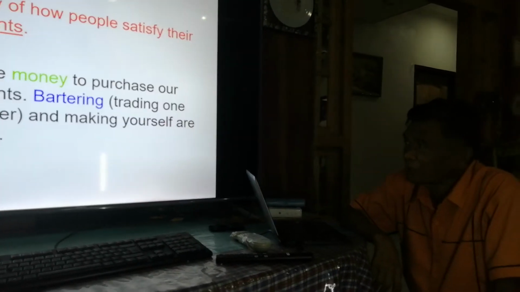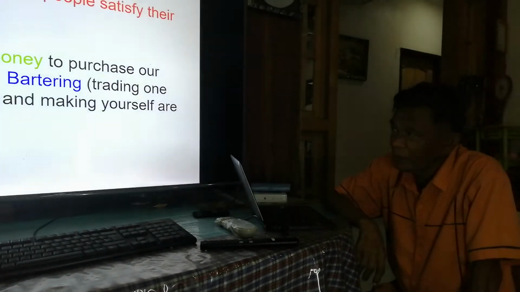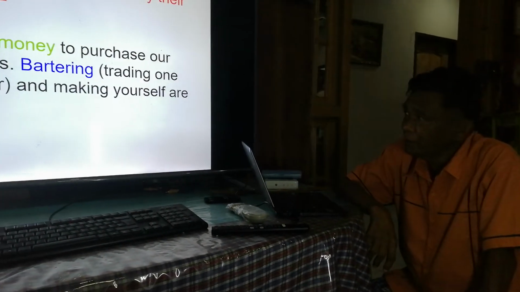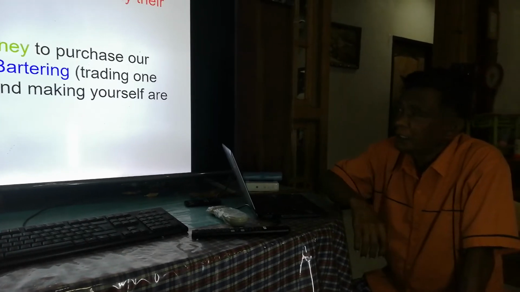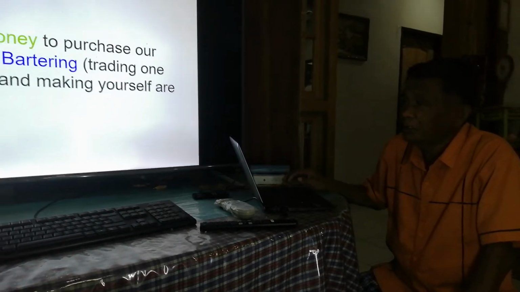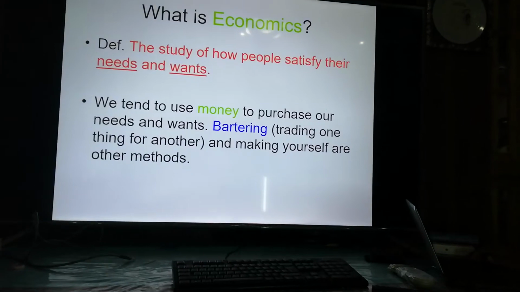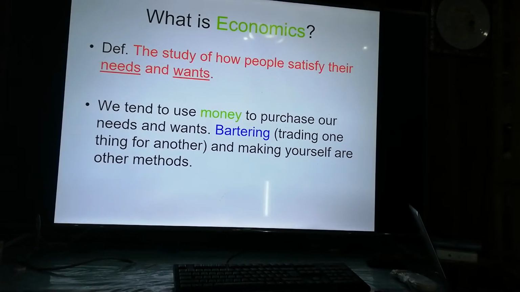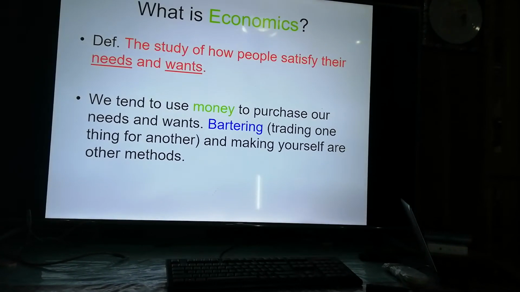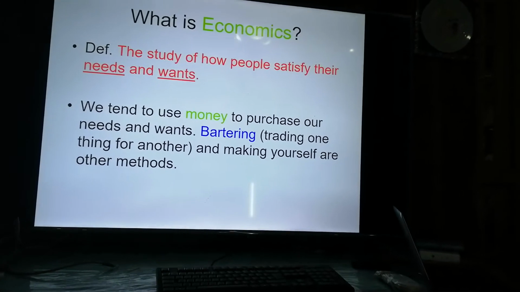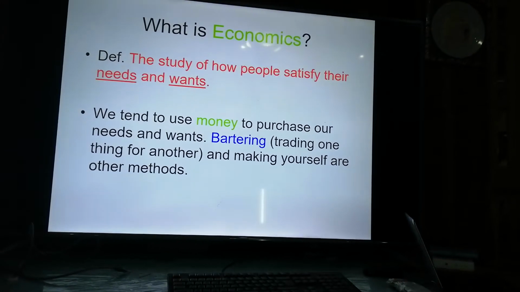So that is part of economics. We tend to use money to purchase our needs and wants. Bartering, trading one thing for another, and making it yourself are other methods. One way of having products is through purchase if you have money. If you don't have money, through bartering, meaning exchange of goods.